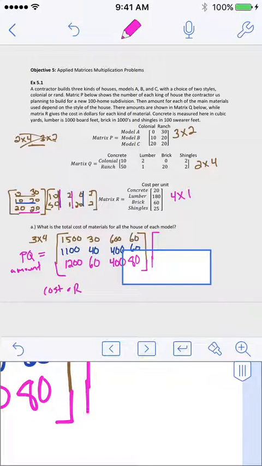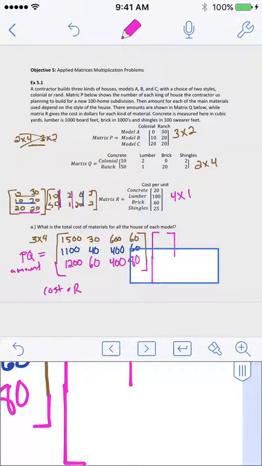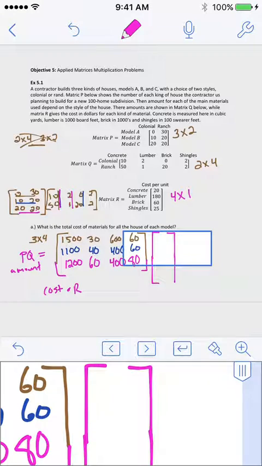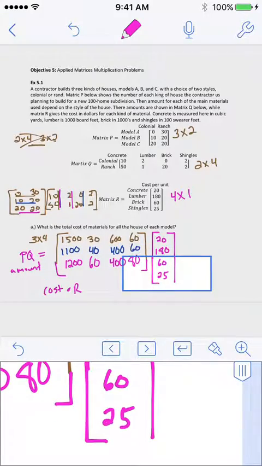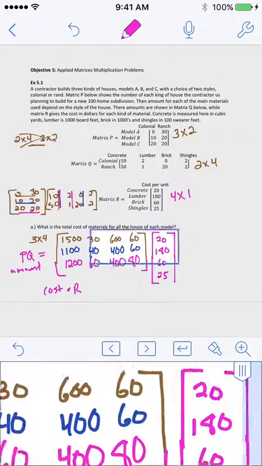This one's kind of a long guy. He's a 4 by 1. And it's 20, 180, 60, 25. So 20, 180, 60, and 25. And you may be sitting there thinking, wow, these matrices don't match at all. There's no way we can multiply these.